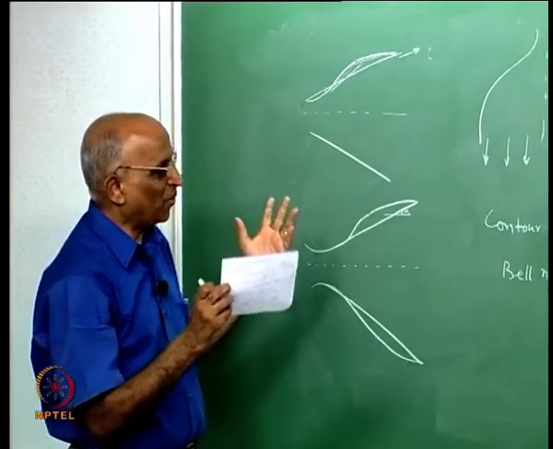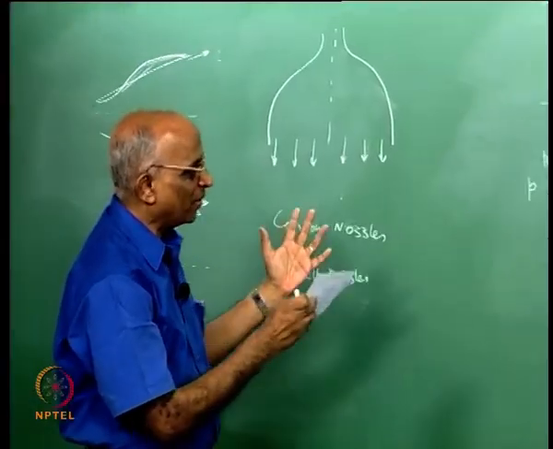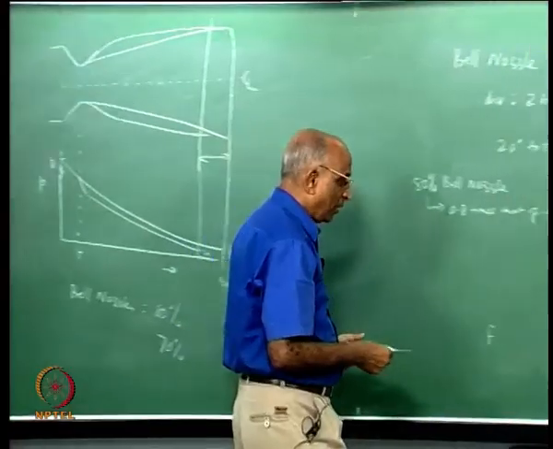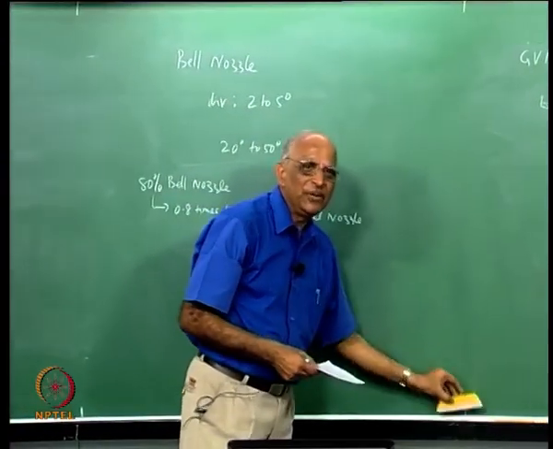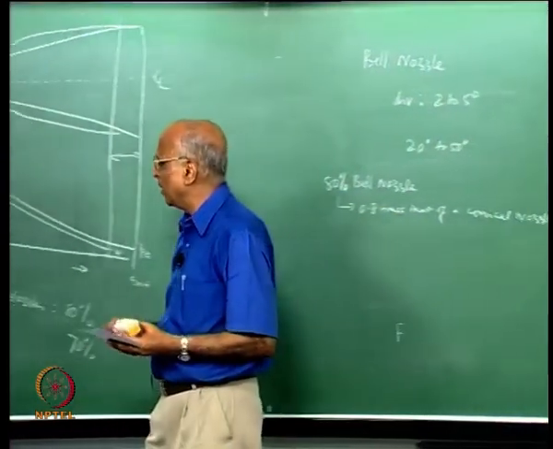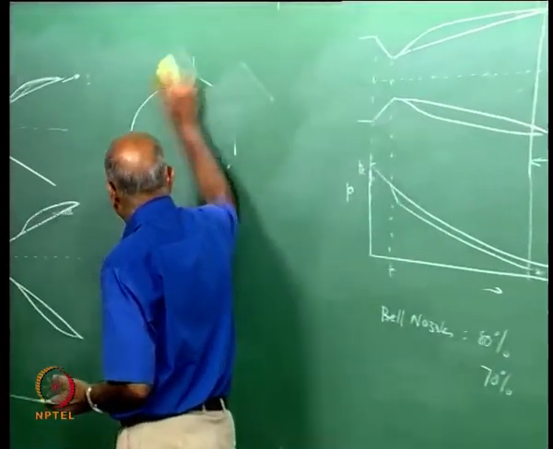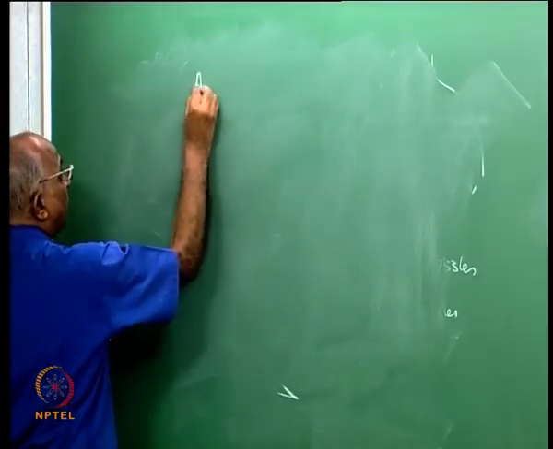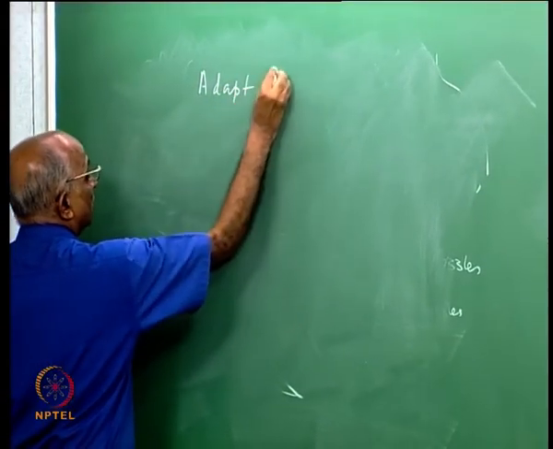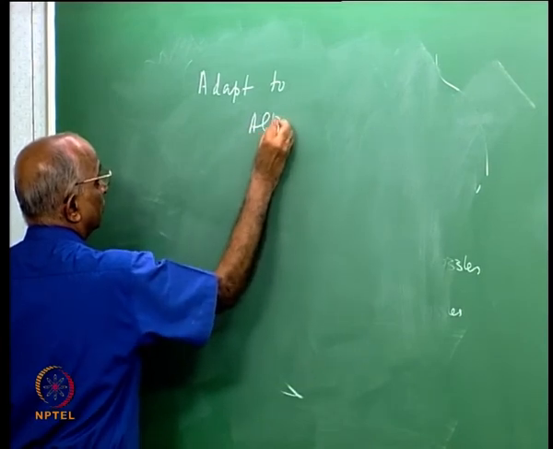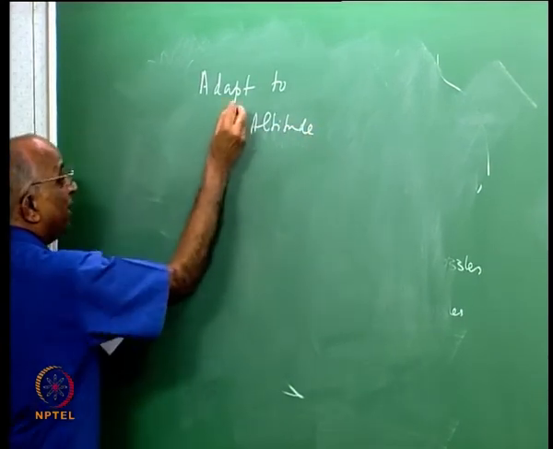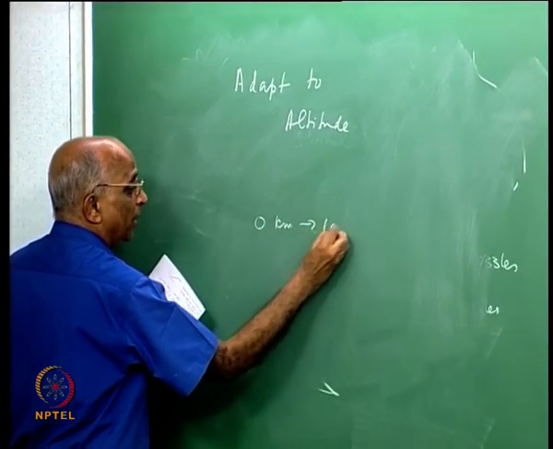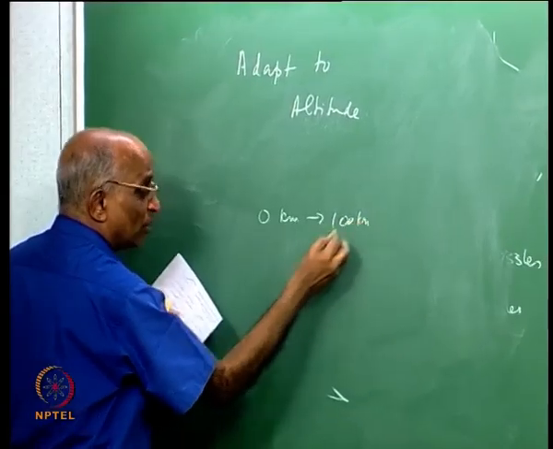I think this is all about nozzles, conical nozzle, maybe the contour nozzle. I want to spend another few minutes on different types of nozzles. Can we have different types of nozzles? Something which I would like to say is, is it possible to have a different type of nozzle altogether? A nozzle we say has to adapt to altitude. That means, can I make it adapt to different altitudes, start from 0 kilometers and keep going up to 10 kilometers or 100 kilometers for the same nozzle?